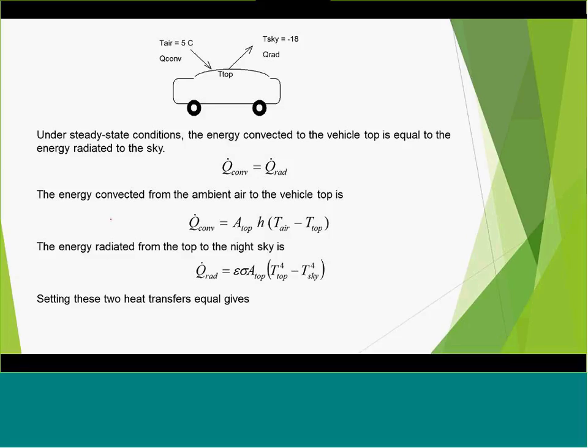Under steady state condition, the energy convected to the vehicle top is equal to the energy radiated. So the convection and radiated heat will be equal to each other. The convection will be in this particular form, and for the radiation from the top to the night sky, it is towards here. So by using this expression, we just substitute into the formulation.